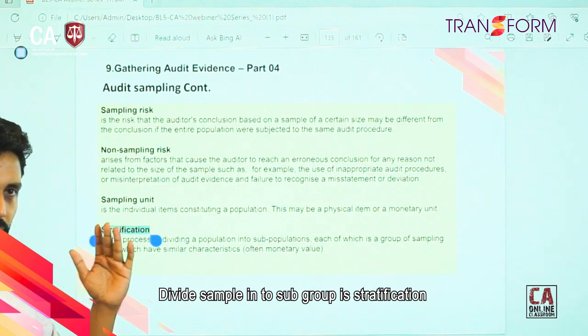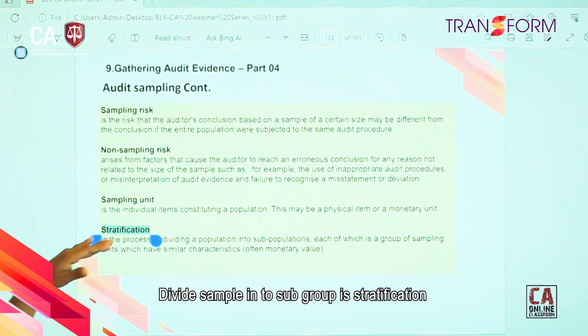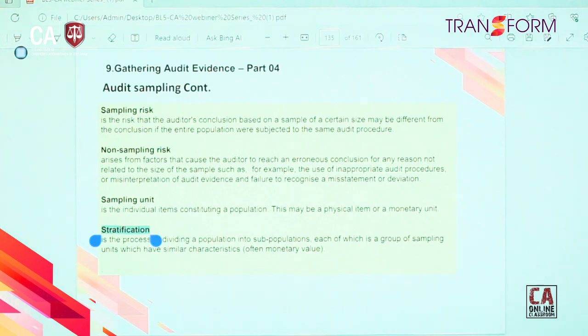So we have to change the population into subgroups and take the sampling. That is stratification. So then we have to divide the population into subgroups and we can do the sampling. So then it will reduce the sampling gap, sampling risk, right?